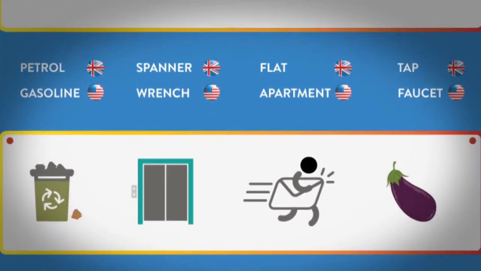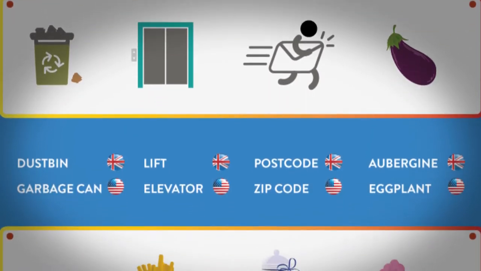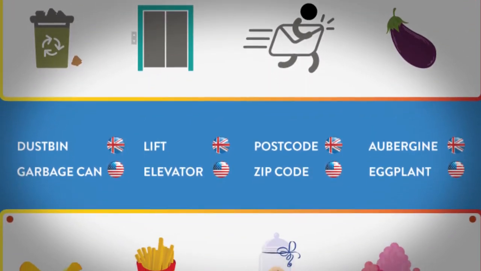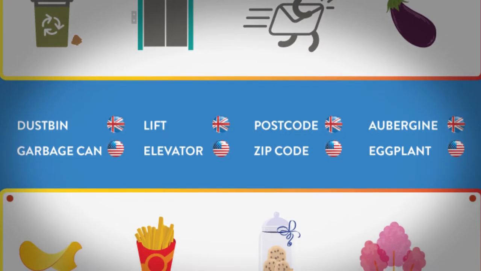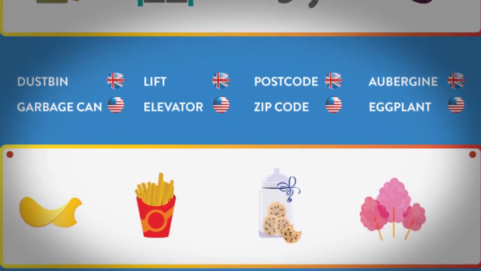Tap. Gasoline. Wrench. Apartment. Faucet. Dustbin. Lift. Postcode. Aubergine. Garbage can. Elevator. Zip code. Eggplant.